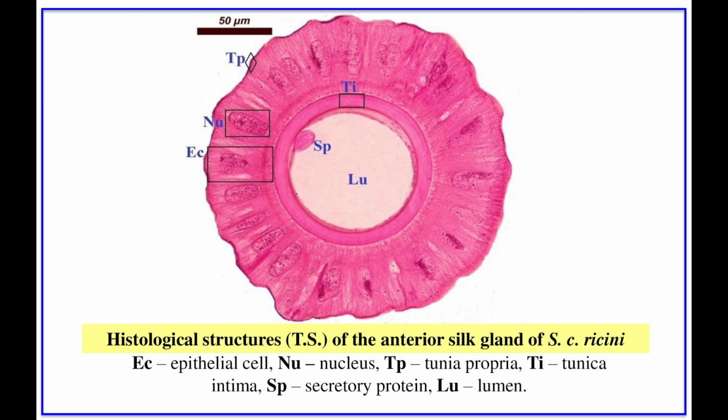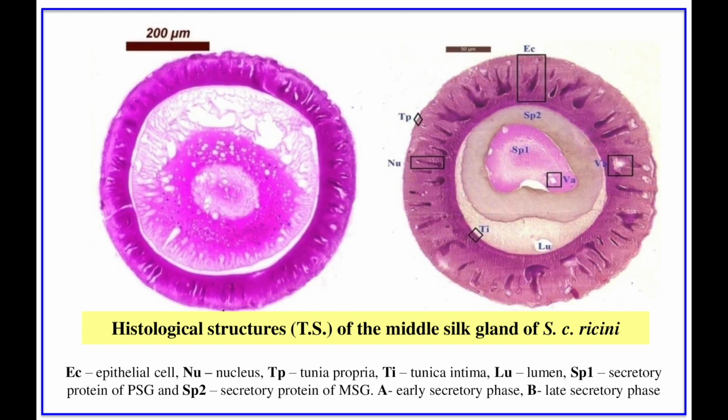Thin tunica propria forms the external membrane of the epithelial cells. Structures of the middle silk gland: the nuclei of the columnar epithelial cells of the middle silk gland appear irregular in shape. The transverse sections of middle silk gland of 5th instar day 1 wandering C. ricini larvae are seen with less prominent tunica intima. Less distinct tunica propria makes the outer layer of epithelial cells.